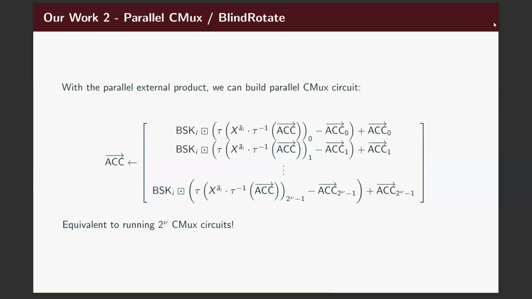Using this parallel external product, we can build a parallel CMUX circuit that's shaped like this. So each row is independent of the others and can be computed in parallel. So one CMUX circuit evaluation on the dimension 2 to the nu times n is equivalent to running 2 to the nu CMUX circuits of dimension n in parallel.